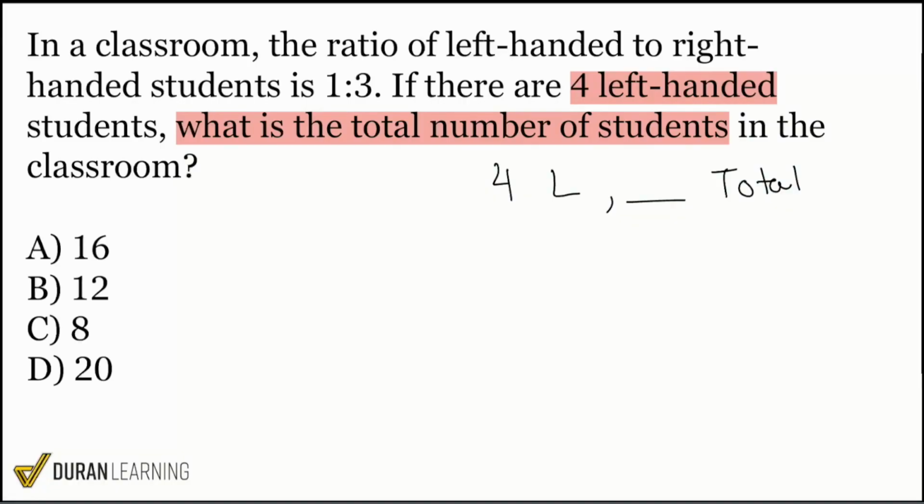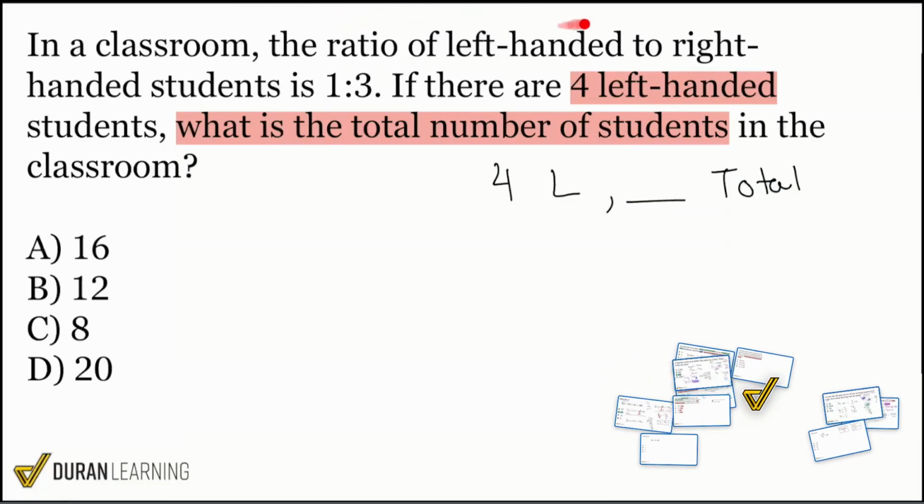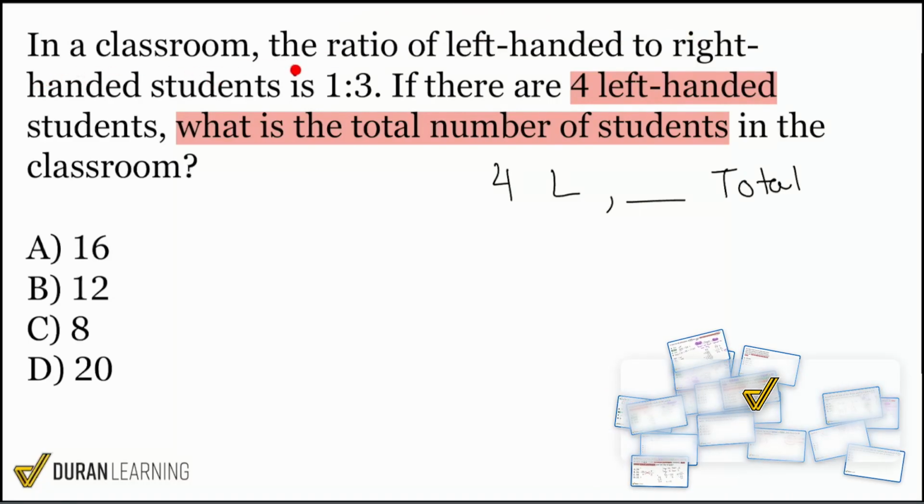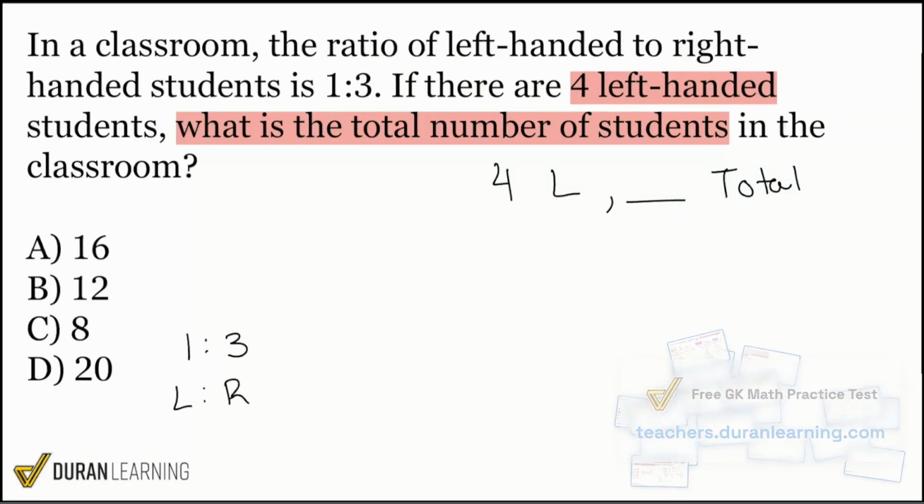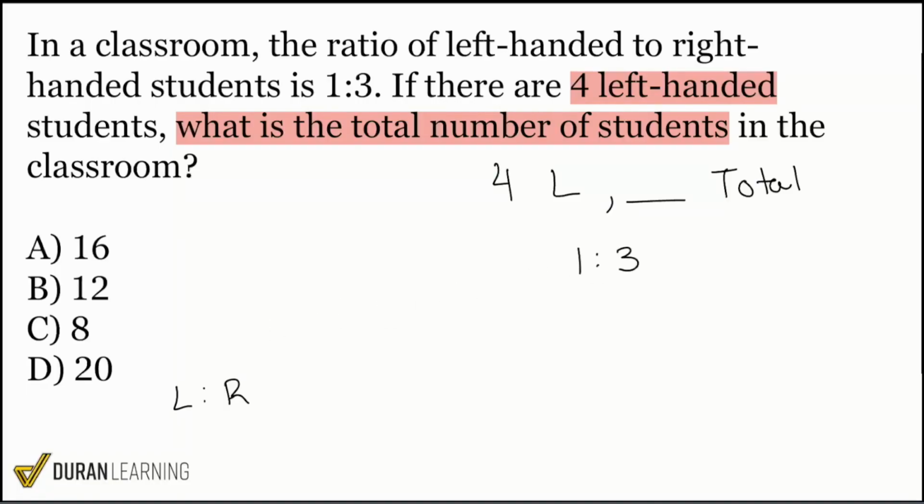Sweet, excellent, sounds good. So now up next, let's take in the information and really understand if we have what we need or if we need to take a little bit of a detour. Check it out. In a classroom, the ratio of left-handed students to right-handed students is 1 to 3. So if I were to write that down, the 1 to 3, which compares left-handed to right-handed students, do we have what we need? Could we just take this 1 to 3 and put it right there, everybody?